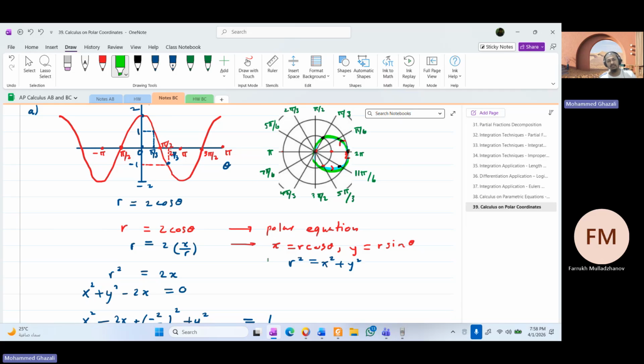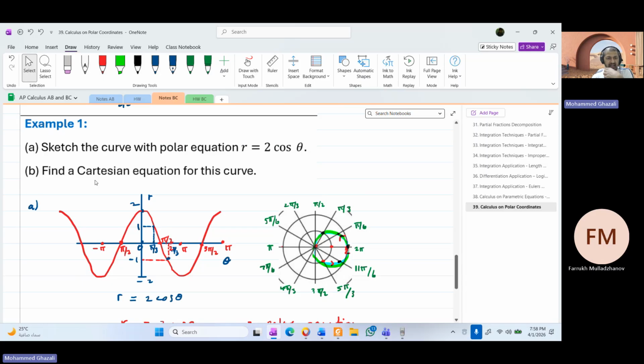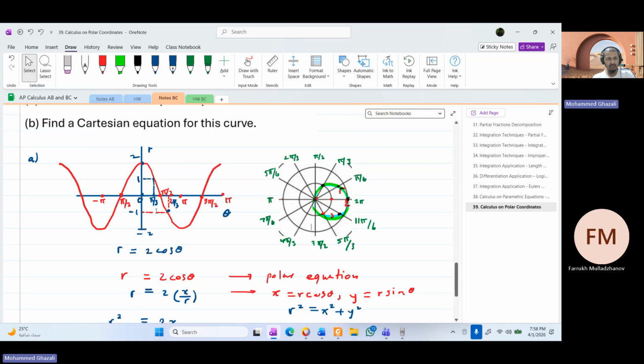That's how you draw polar curves. You have to look at the curve of the polar equation, right? Draw the graph and then transform that information into a polar coordinate system. Find a Cartesian equation for this curve. So I already found you the Cartesian equation for the curve and I proved it, okay? So that was part B.